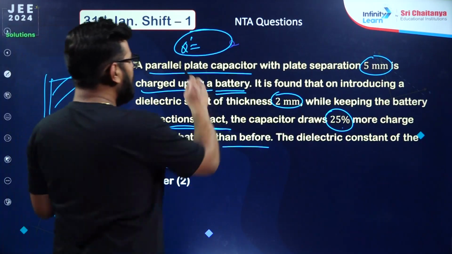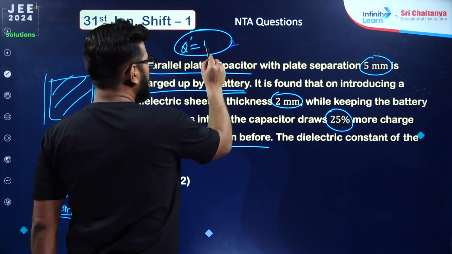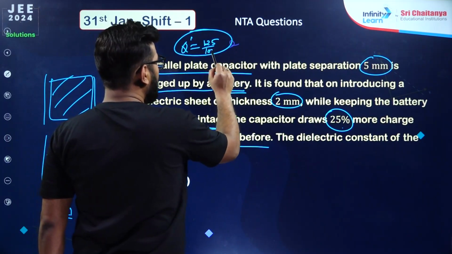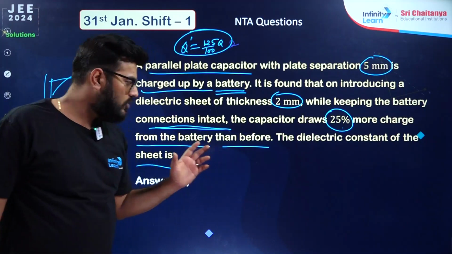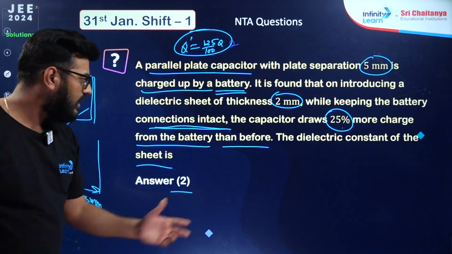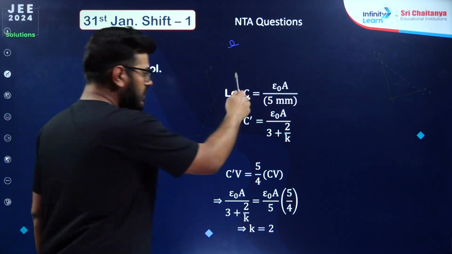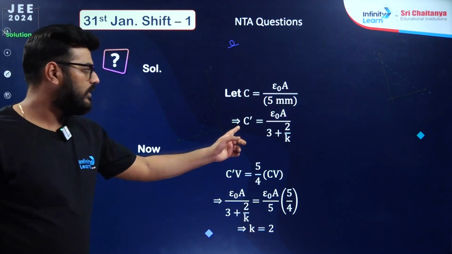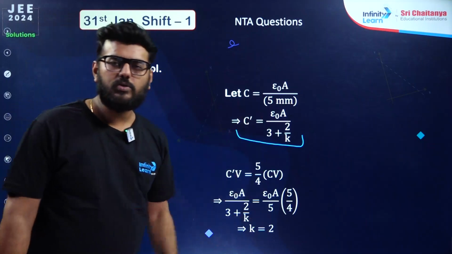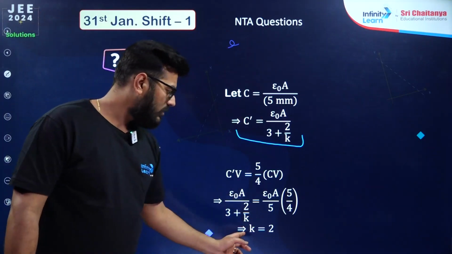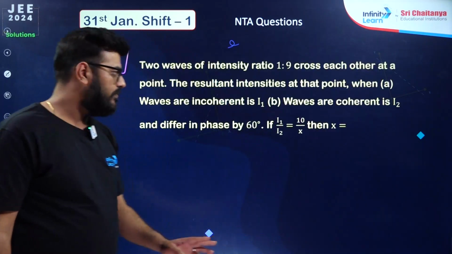So obviously the Q dash is going to be, first thing is clear, 125 by 100 times of Q. But you need to check what is going to be the effective capacitance over here, and then only you will get the answer as option number 2. A solution is given over here. First you need to calculate the C dash, and once you have got the C dash value, so Q dash will be equal to C dash into V. You can very easily find out the value. The K is turning out to be 2.